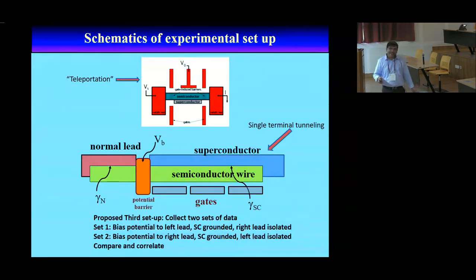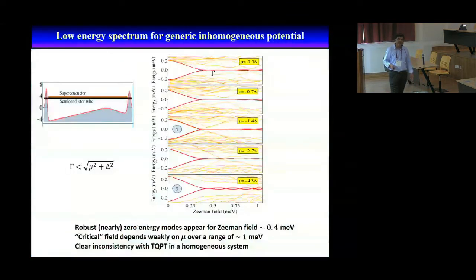We are proposing a third setup where you have a two-terminal or two-lead setup, but you do the experiment with one lead. So you collect data for bias potential applied to the left lead, the superconductor is grounded, but the right lead is isolated. And keeping everything about the experiment held fixed, you take another set of data where the bias potential is applied to the right lead, the superconductor is grounded, and the left lead is isolated. Compare the data and correlate.